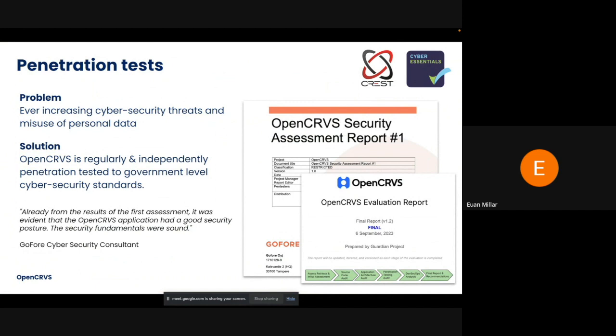So we have reports which are done on a regular basis on each release, and we get very, very good feedback. For example, here is a quote from one of our independent security testers telling us that already from the results of the first assessment, it was evident that the OpenCRVS application had a good security posture. The security fundamentals were sound. So we take great care to ensure that OpenCRVS is up to date with the threats that are out there on a regular basis. And of course, keeping OpenCRVS up to date is critically important.